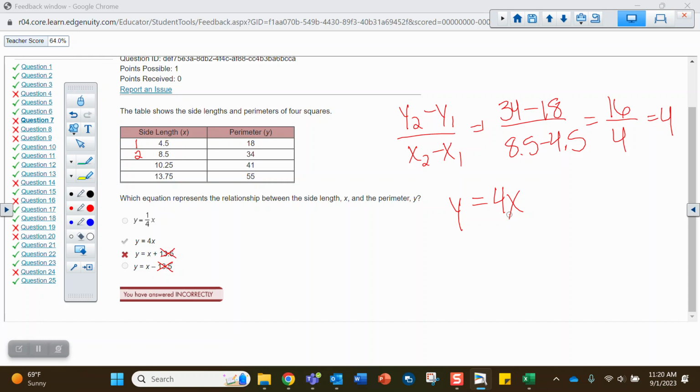The y-intercept here again would be 0 because when there's no side length, there's also no perimeter. We don't have a shape in that case. You can't have perimeter if you don't have side length.